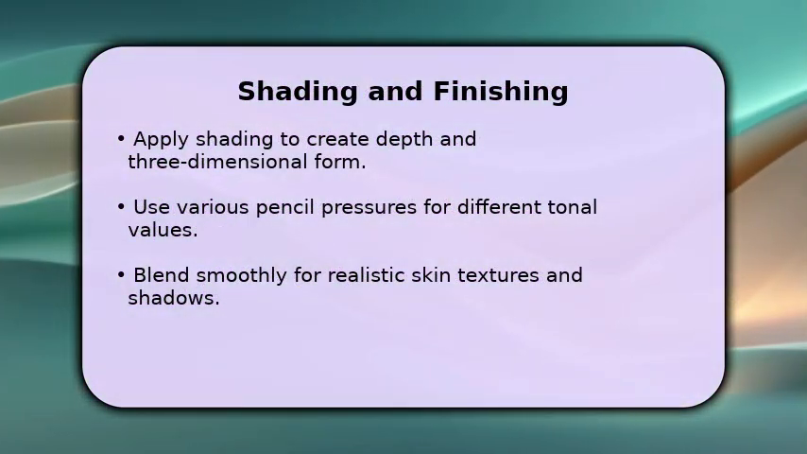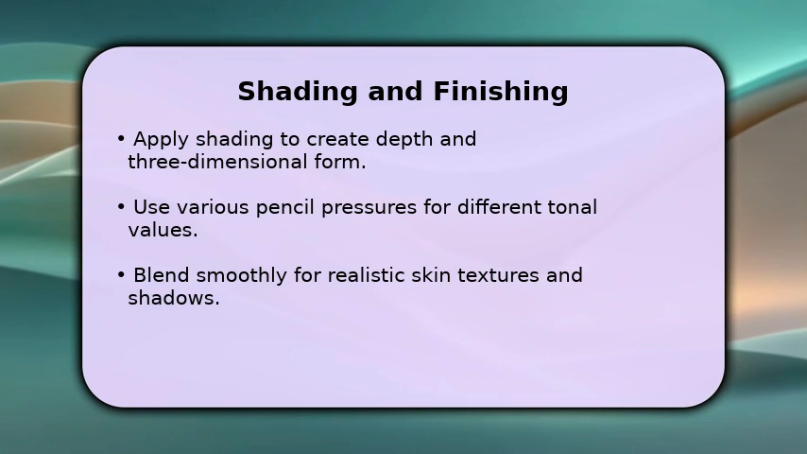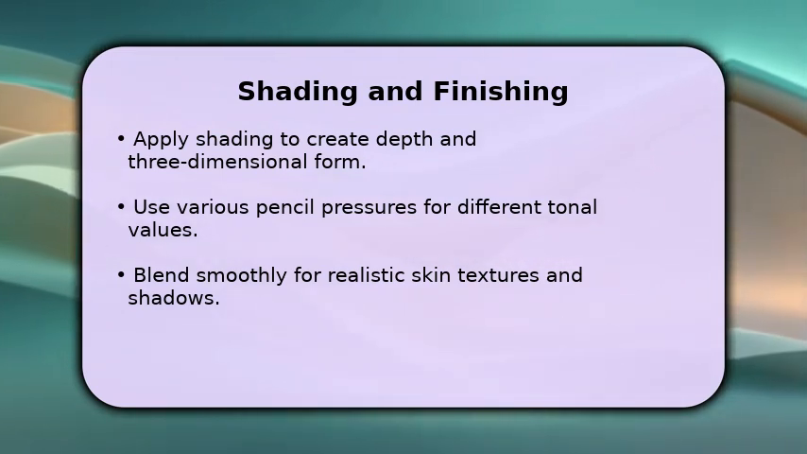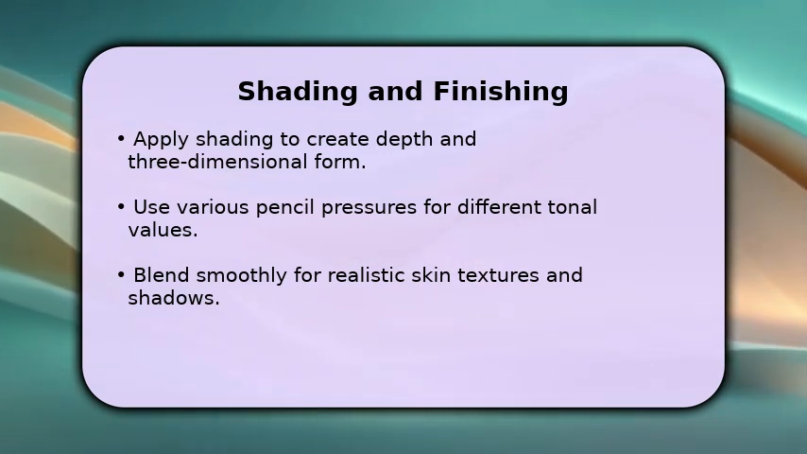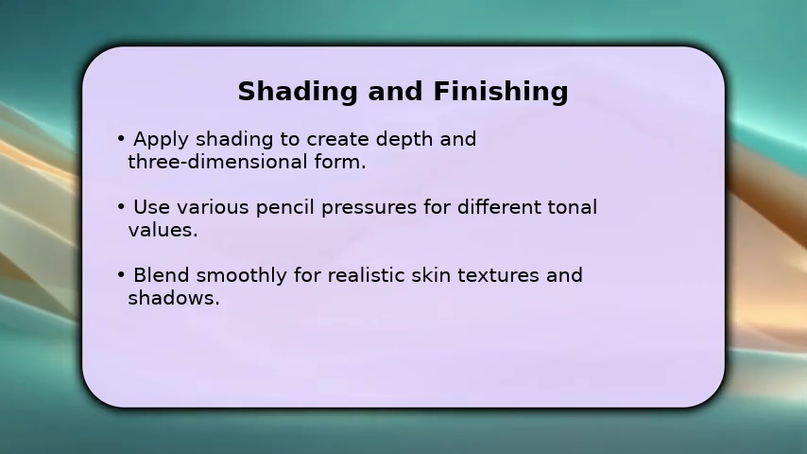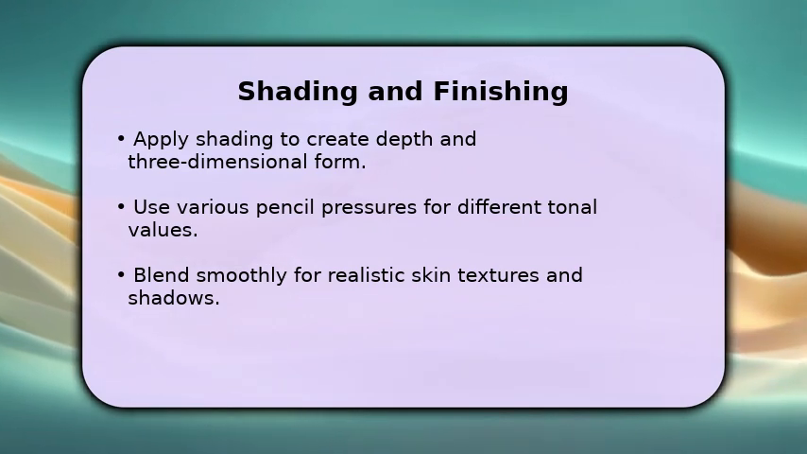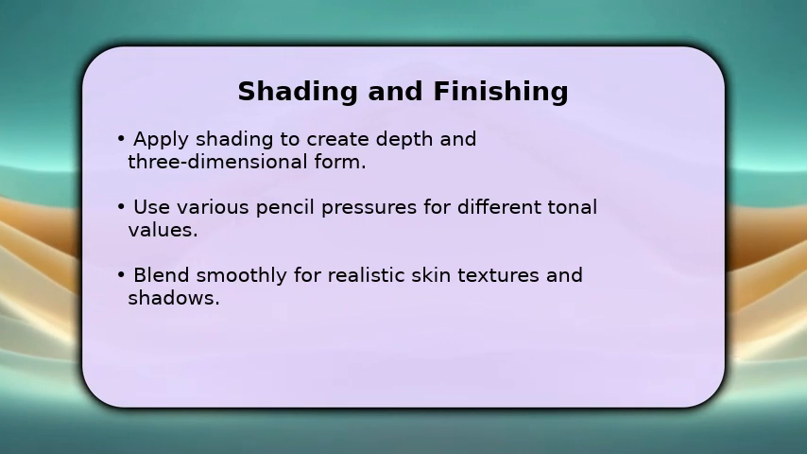The final step is adding depth and realism through shading. Begin by identifying the light source and the darkest shadow areas. Use a range of pencil pressures to create different tonal values, from light grays to deep blacks. Blend your strokes smoothly to achieve realistic skin textures and soft transitions. This careful shading will bring your drawing to life, giving it a three-dimensional quality.